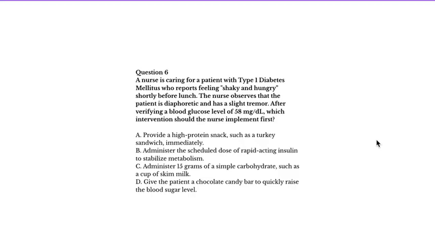So the correct answer is letter C. Administer 15 grams of simple sugar such as a cup of skimmed milk. And the reason why that's the correct answer instead of letter D is because if you look at letter D, the hard candy in there is a chocolate candy. So remember, chocolate is high in lipids or in fats. Those lipids or fats are going to decrease the absorption of glucose. So that's the reason why D is incorrect. But the best answer here is letter C.